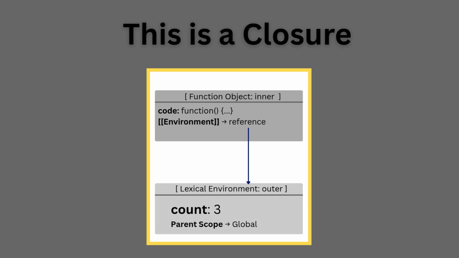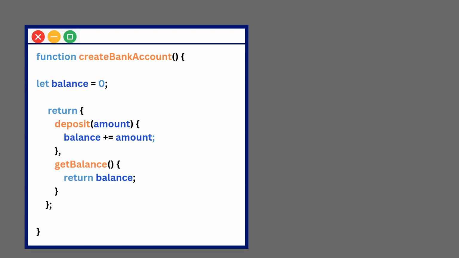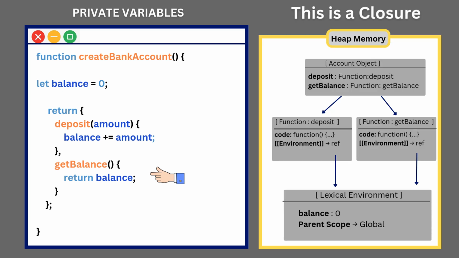This behavior allows us to create private variables. Here, balance exists inside the function, and cannot be accessed directly from outside. Only the returned functions can interact with it, because they form closures over that variable. This is how JavaScript achieves encapsulation, without exposing internal state.